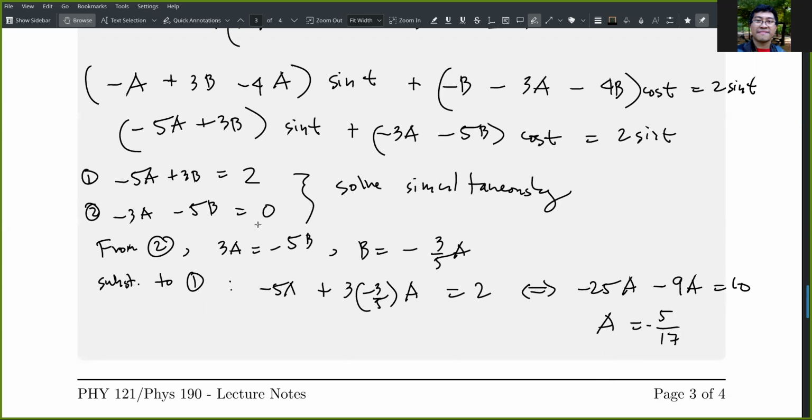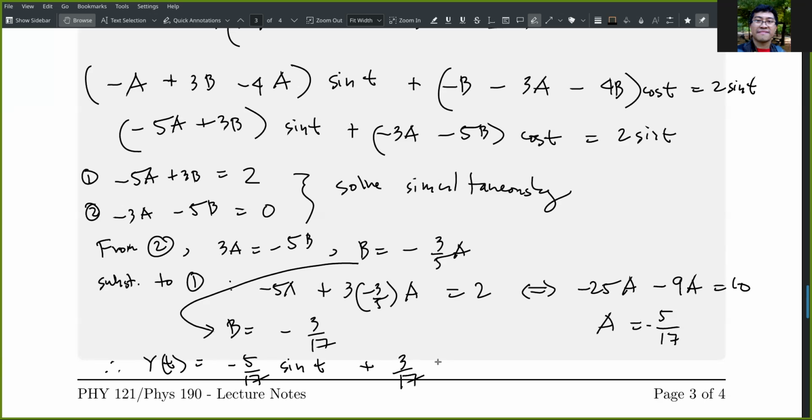You use that, you go back here, so this means that b equals negative 3 divided by 17. Therefore, y is equal to 5 over 17 sine of t. Oh no, there's a minus here. You have the minus here, this becomes plus. Okay, 3 over 17 cosine of t.